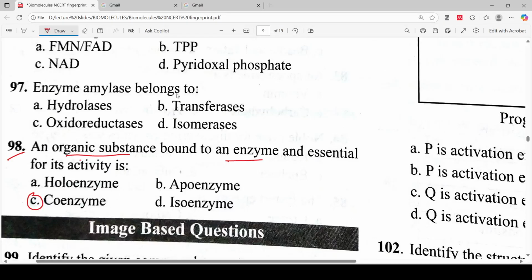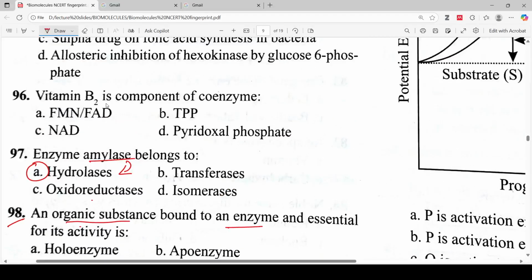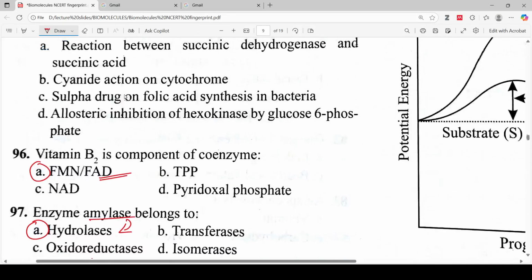Enzyme amylase belongs to hydrolase, transferase, oxidoreductase, or isomerase. The correct answer for this question is option A. The enzyme amylase is a hydrolase. Next question: vitamin B2 is a component of coenzyme. The correct answer is option A. Next question.